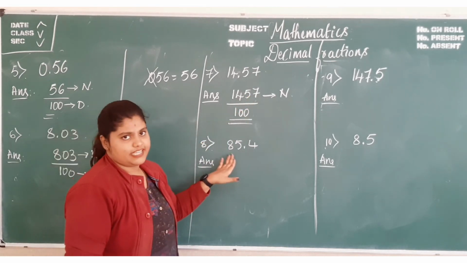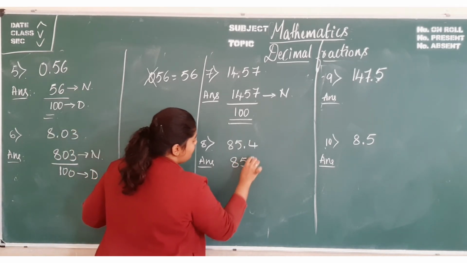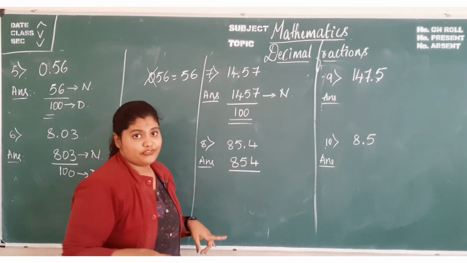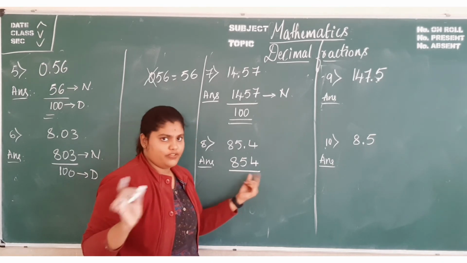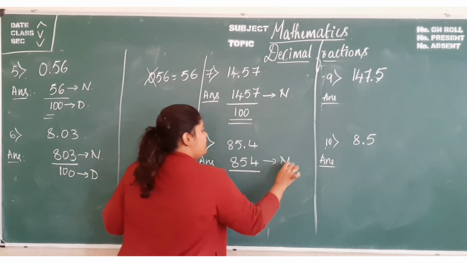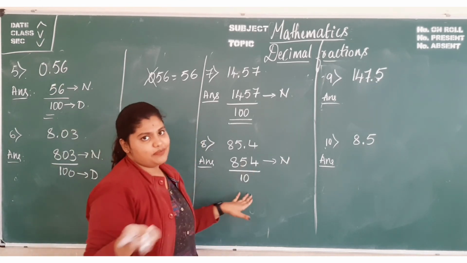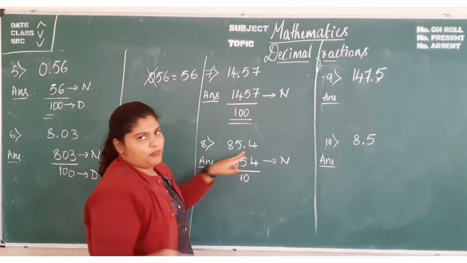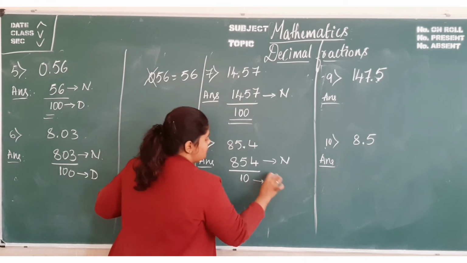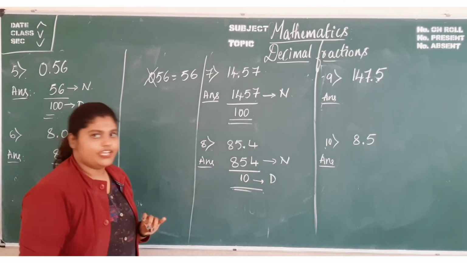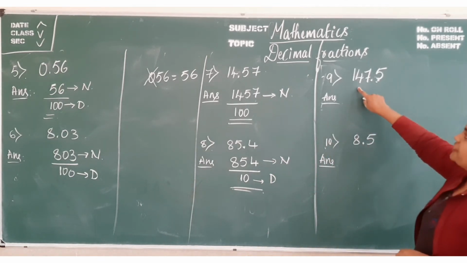Next one. Let's check this one. So the numerator is, very good, 854. So what do we have to do? Without the decimal point we have to write the numerator. So 854 is your numerator. What about the denominator? Yes, 1 followed by 1 zero, which is nothing but 10. So 1 digit after the decimal point, so 1 followed by 1 zero. So the answer is yes. Very good. Next one. Okay, next question.